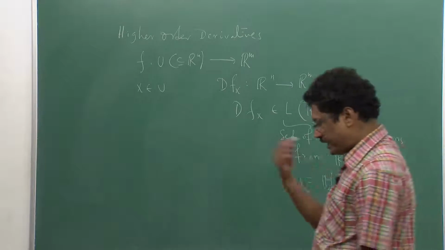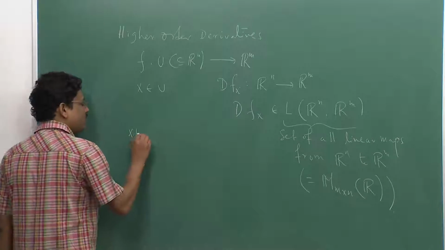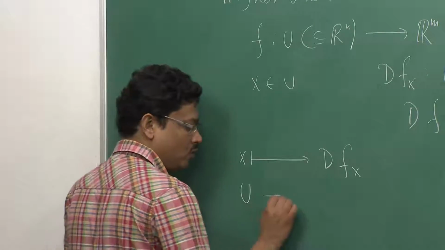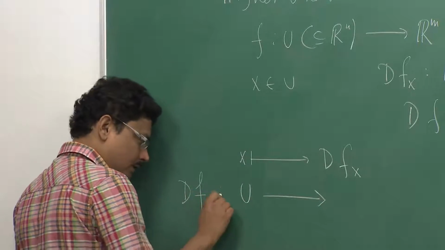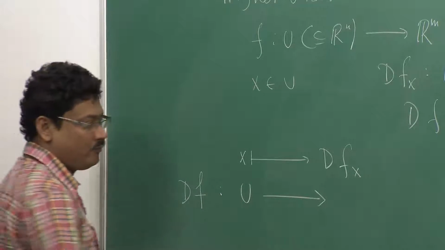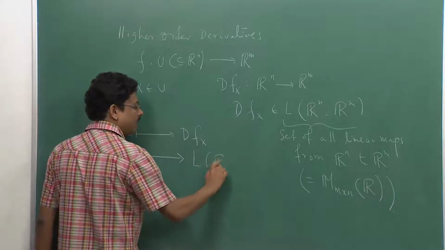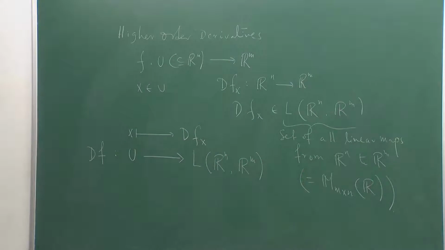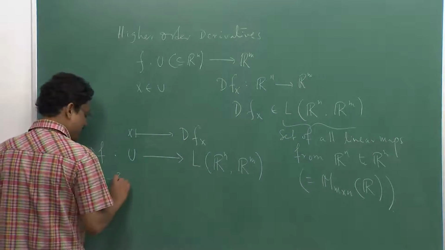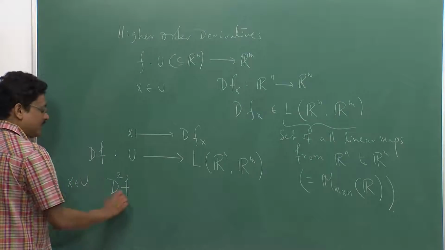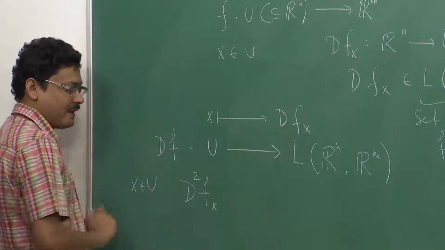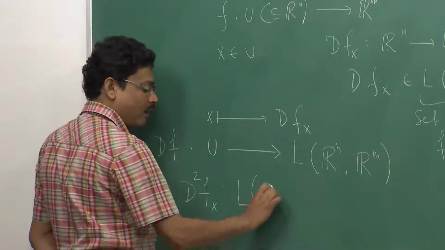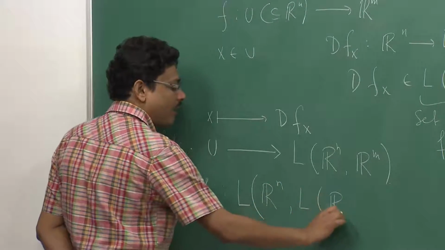So, if you talk about the second derivative, you must consider this x going to dfx, but now you see this is a map from U to L of Rn to Rm, which is itself a vector space. If you want to now talk about the second derivative, that is d square f at x, for x in U, that is the derivative of this map. This will be a linear map from U in Rn to L of Rn to Rm.